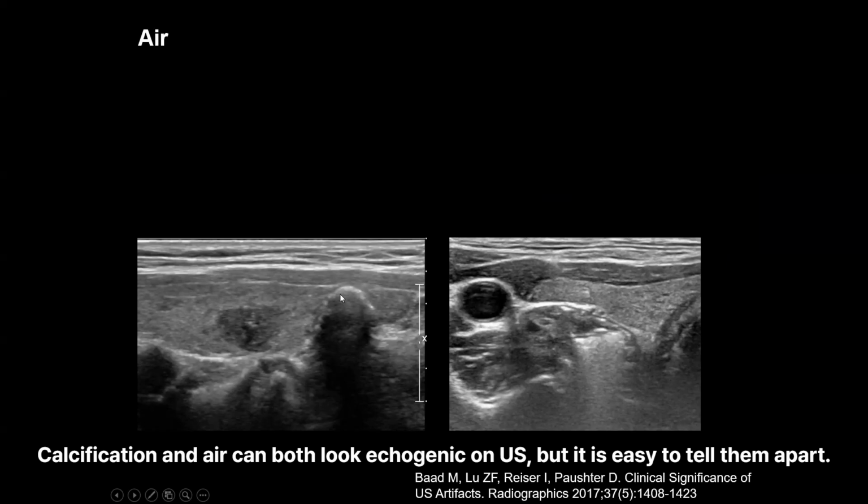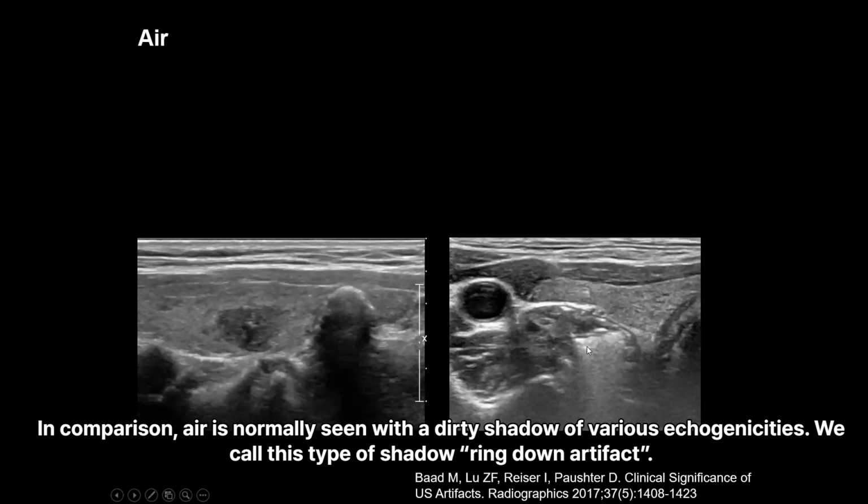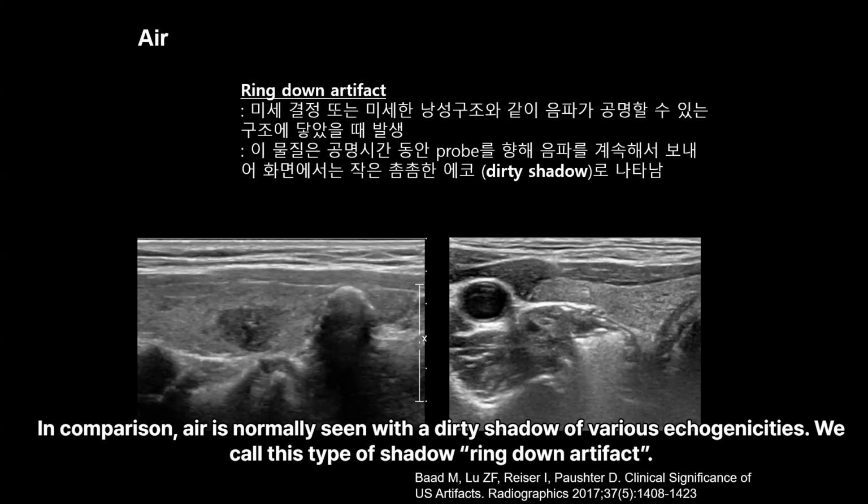Calcification and air can both look echogenic on US, but it is easy to tell them apart. Calcifications normally have a dark clean shadow. In comparison, air is normally seen with a dirty shadow of various echogenicities. We call this type of shadow ring-down artifact.